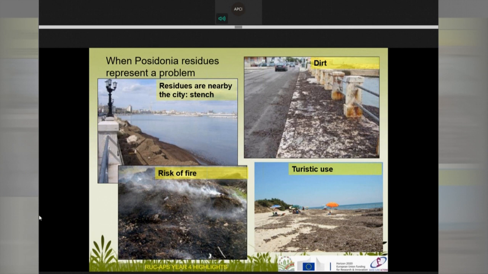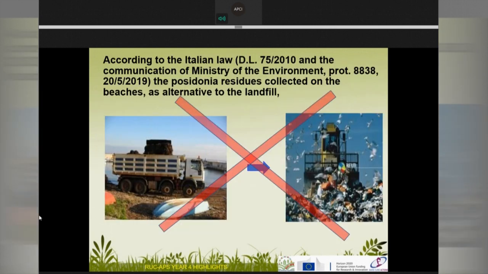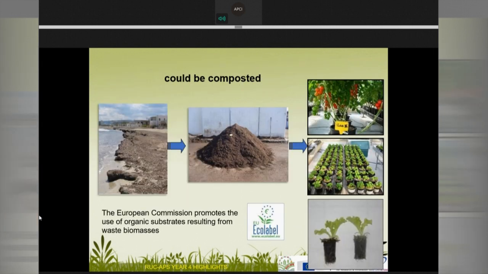In fact, the uncontrolled decomposition of Posidonia organic residues can cause the release of hydrogen sulfide and the development of beach flies, reducing the potential utilization of coast and beaches for recreational and touristic purposes. In all these cases, the coastal municipalities are forced to remove seagrass residues. And according to Italian law, the Posidonia residues collected on the beach, as an alternative to landfill, could be composted, even if at a maximum amount of 20% on a weight basis.